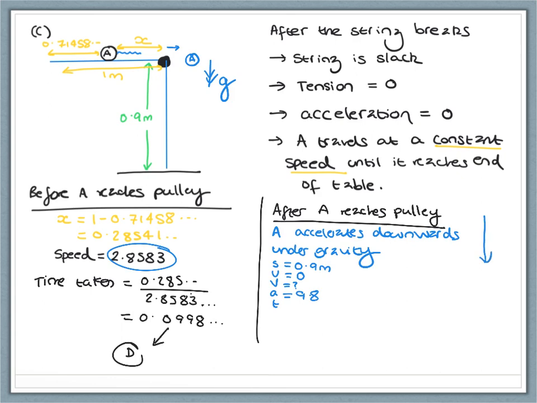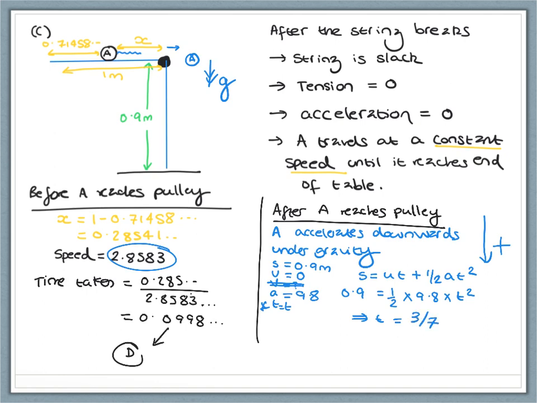We haven't marked this on, but we should have. Downwards is positive. And the time taken is what we're actually trying to calculate. So excluding v, we don't need that information. So s equals ut plus a half at squared again. So 0.9 is equal to a half multiplied by 9.8 multiplied by t squared, and we can calculate the value of t, and it works out to be an exact value of 3/7.